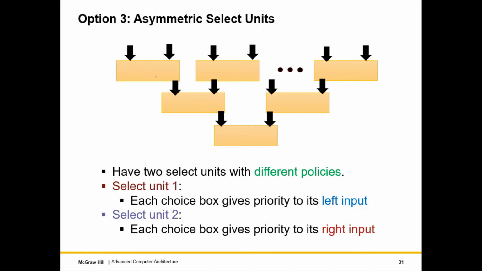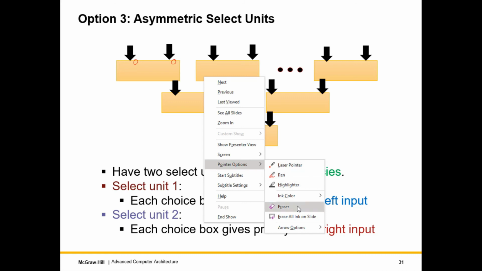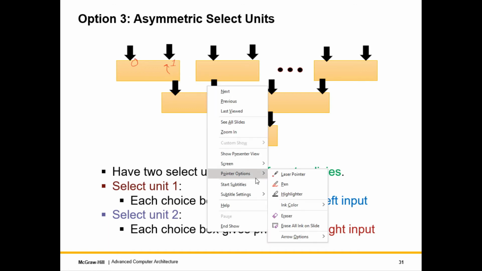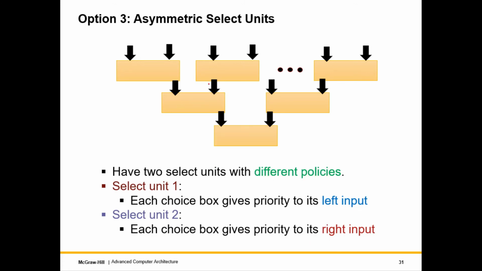So let us consider the first select unit, which is select unit 1. So there will be 4 cases. If you consider this choice box, either both the request lines are 0, well then there is no problem at all, no choice needs to be made. So we can happily erase the ink on the slide. If one of the request lines is 1, then also there is no problem at all, because by default this request is chosen. So we can again erase the ink on the slide.